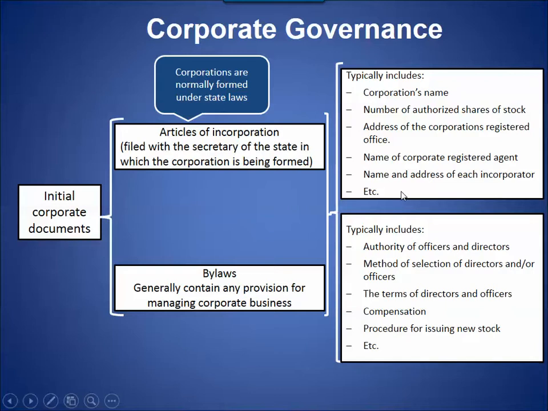Now, along with the articles, the incorporators are also going to file bylaws. And these generally contain any provision for managing the corporate business. These typically include, number one, the authority of officers and the directors of the corporation. Number two, the method of selection of the directors and possibly the officers. The terms of directors and, again, possibly the officers. The compensation associated with the directors. The procedure for issuing new stock, and then there are other miscellaneous items that are also included as part of the bylaws.